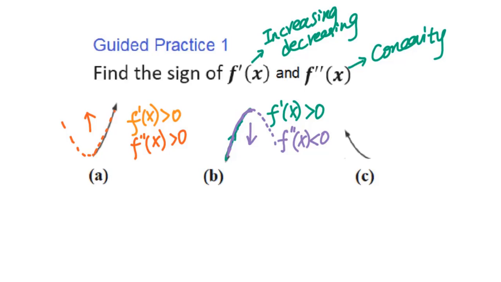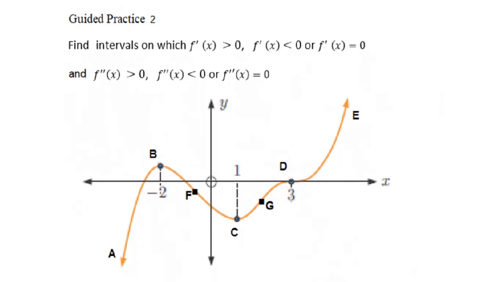For C, it's decreasing from left to the right side. Therefore, the first derivative is less than 0. Since the graph is concave up, the second derivative is positive. Let's go to guided practice 2.